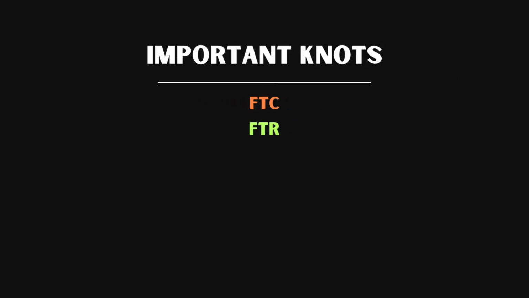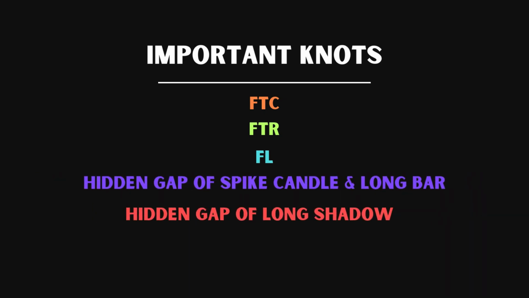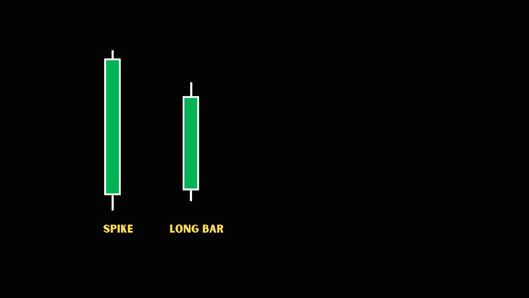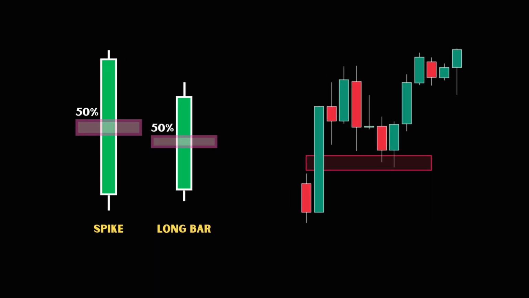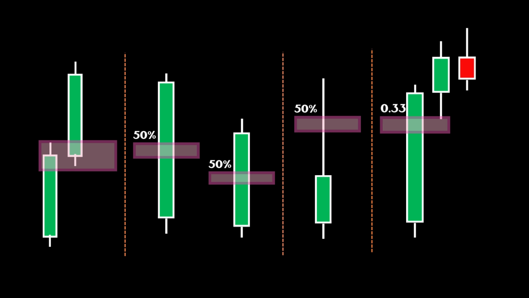Other important trading knots include FLs, hidden gap of spike candles and long bars, hidden gap of long shadows, and the flag-based knot. FLs represent the range of the shadows of 2 long bars. Hidden gap of spike candles and long bars form a trading knot within the range of 50% of large-bodied candlesticks. Similarly, hidden gap of long shadows also form a trading knot within 50% of the candlestick's shadow. The flag-based knot is located within the range of 0.33 of the spike candle. In the following videos, we will fully teach all these trading knots.